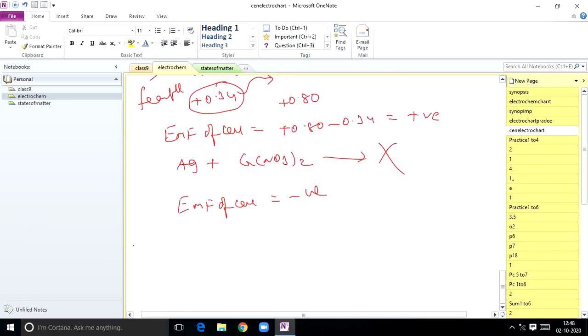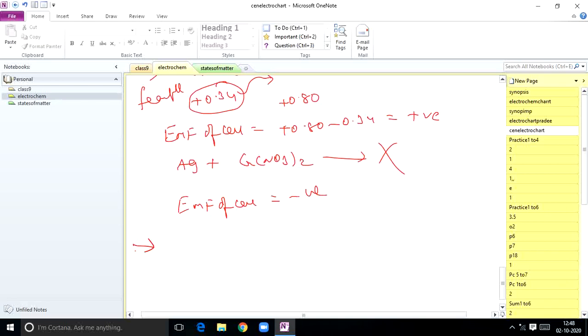Very important: you can predict the feasibility of a chemical redox reaction, whether the reaction is feasible or not, using this electrochemical series chart. Take the electrode reduction potentials of cathode and anode and apply the formula: EMF of the cell is equal to standard reduction potential at cathode minus standard reduction potential at anode. Already you know the formula, so I will not repeat it again.